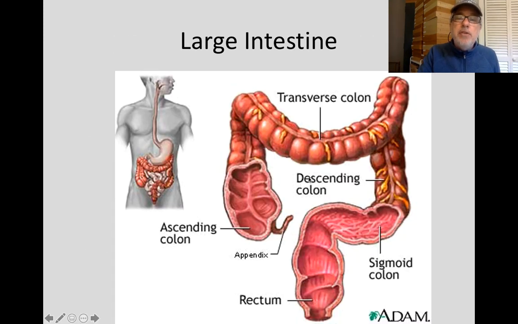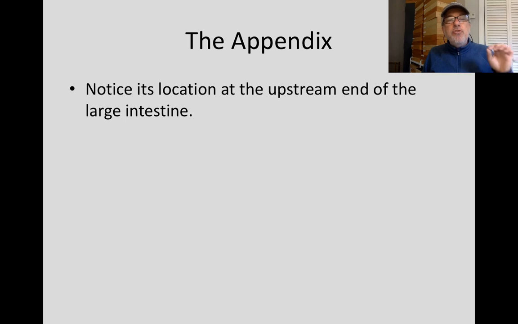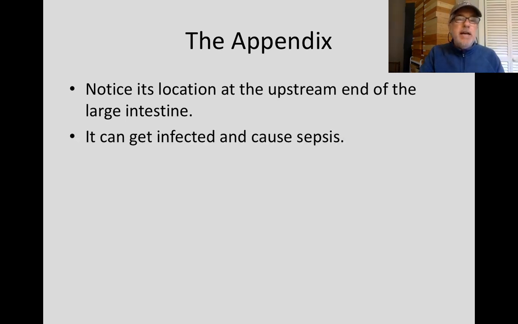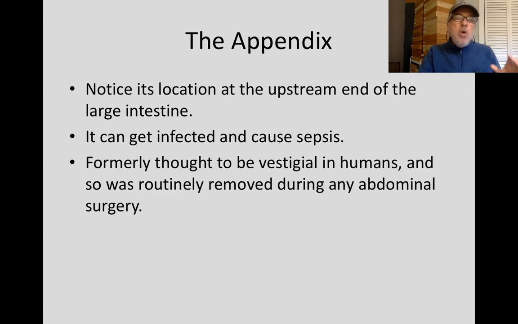So here is the large intestine, and you can see it's got this ascending part, this transverse part, this descending part, the sigmoid part, finally the rectum, which is where feces are stored, and the anus through which they're eliminated. The other thing you'll notice here is this appendix at the upstream end of the large intestine. It can get infected easily, and when it gets infected, it can cause sepsis. Sepsis is quickly deadly, so it's a very dangerous type of infection to get.